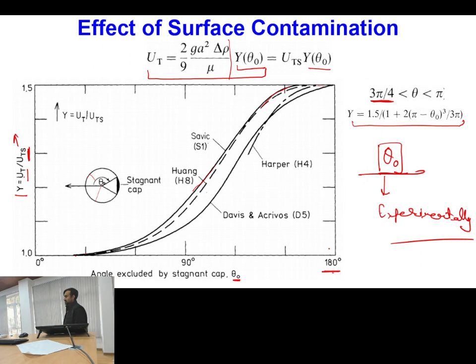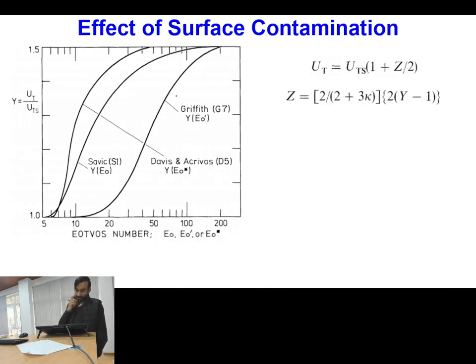Experimentally, using image analysis. First, experimentally they tried to capture the internal circulations, and after that they performed image analysis to calculate the value of theta naught. So you can see this experiment was done long back. Even at that time, they somehow tried to perform image analysis and obtain a good estimate of the terminal velocity.